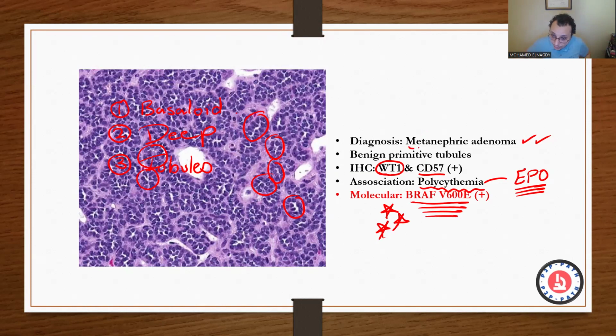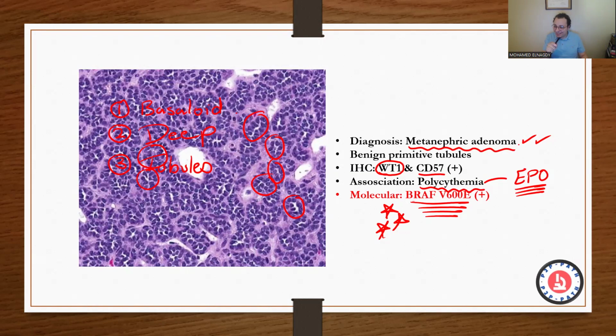So metanephric adenoma, you have these blue cells forming tubules, monophasic only tubules, dark blue, benign, WT1 positive, produce erythropoietin, polycythemia, and it's BRAF positive. A famous tumor which is BRAF positive is PTC, papillary thyroid cancer. Yeah, and we always remember it. P is B. Papillary thyroid cancer is BRAF.